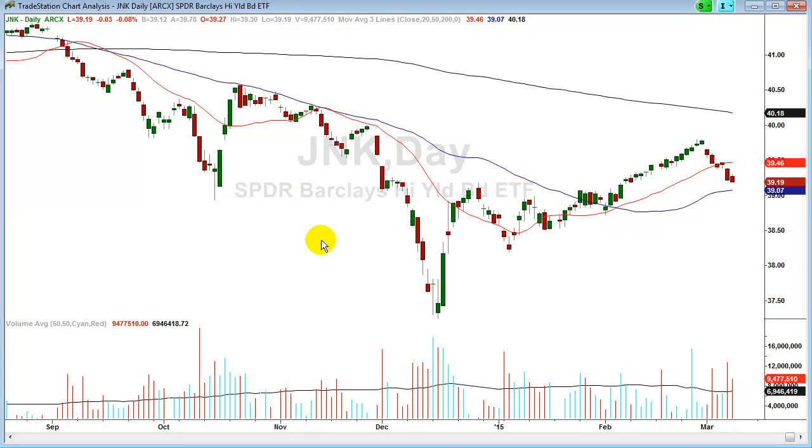But any more weakness in the market should bring the JNK down, and any weakness in the JNK should bring the market down, or it should be a tell that the market's coming down. Now remember what the JNK represents.